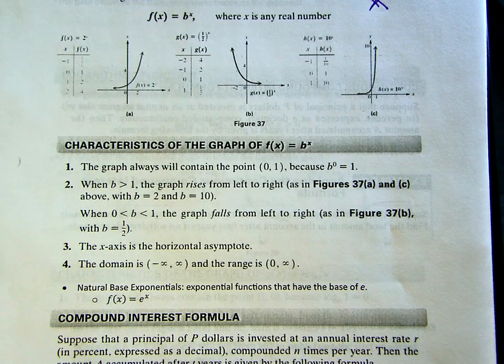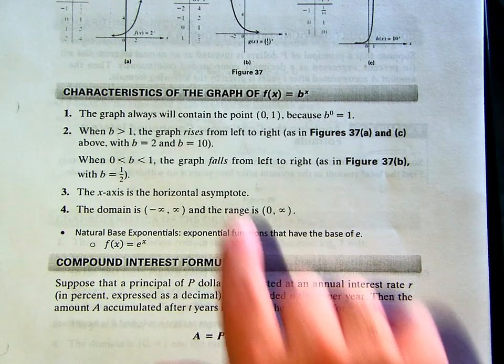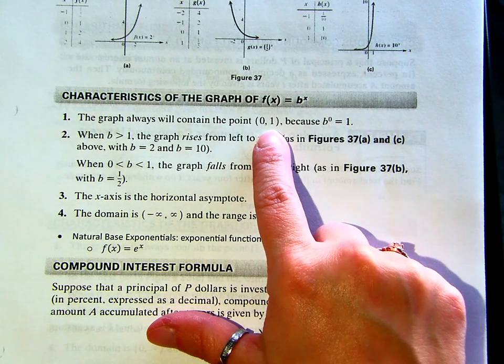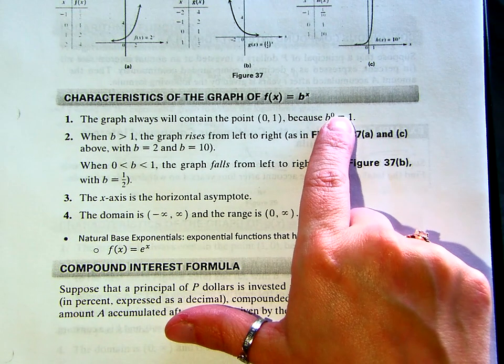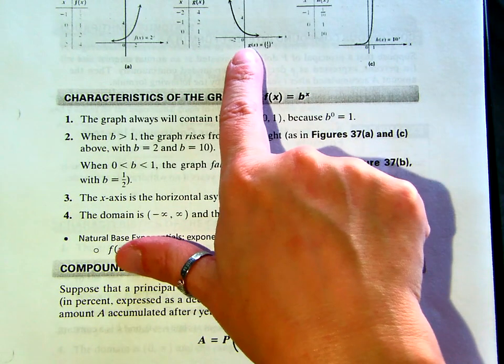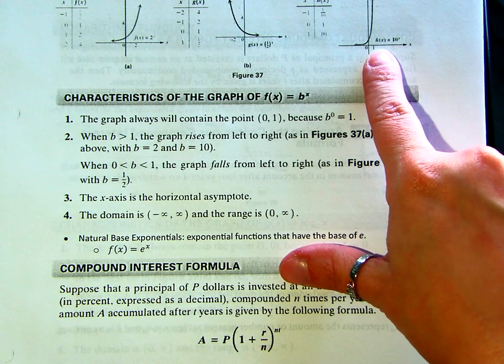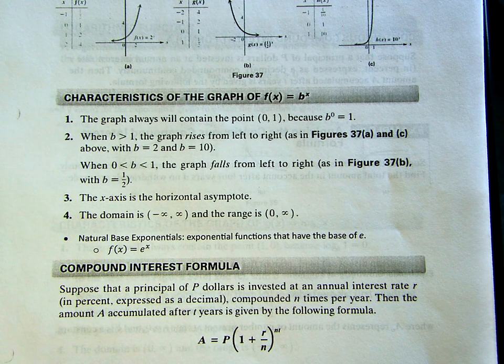But there is a lot of other good information about these graphs. The graph will always contain the point 0, 1, unless it has been translated or moved, simply because any base raised to the 0th power is equal to 1. So the y-intercept is 0, 1 here, 0, 1 here, and it's 0, 1 here, because none of these have been shifted horizontally or vertically, and so they all cross at the exact same point. Number 2 is stating exactly what I said, where if the base is larger than 1, then you have an increasing graph. If the base is between 0 and 1, you have a decreasing graph.